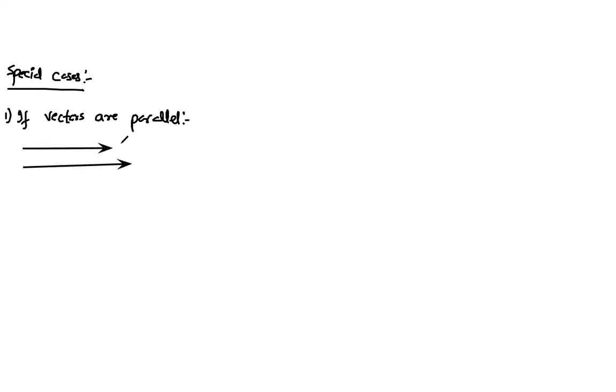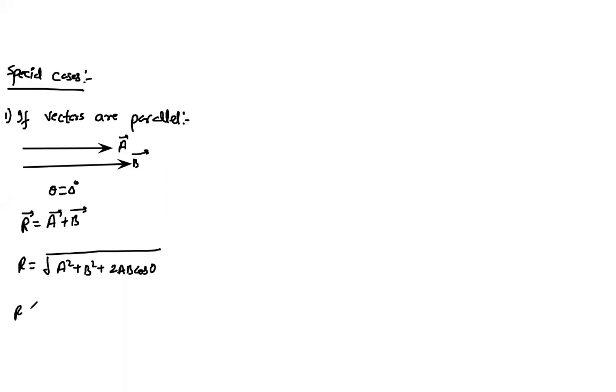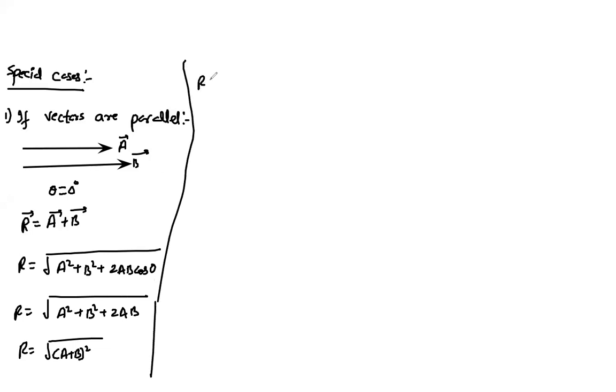If you have vectors which are acting in the same direction, that simply means that the angle between them is 0 degree. You are supposed to calculate resultant R. Resultant R is vector A plus vector B. So the magnitude is root over A square plus B square plus twice of AB cos 0. Cos 0 is 1, so we are left with root over A square plus B square plus 2AB, or A plus B whole square. So R is A plus B, the magnitude of A plus magnitude of B.